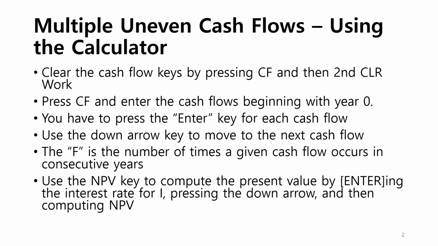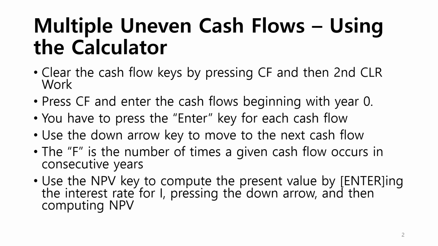So this is just for convenience. Suppose that some cash flows, the same cash, occurs several times. Then instead of inputting them one by one in each year, you can save time by inputting F equal to some number. So suppose that you input some amount of money in period 1, and that same amount of money occurs 3 times in a row.